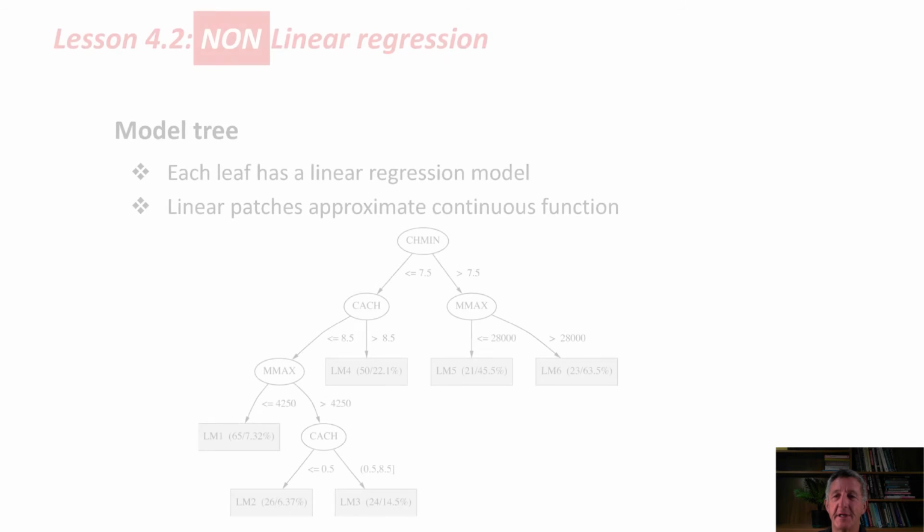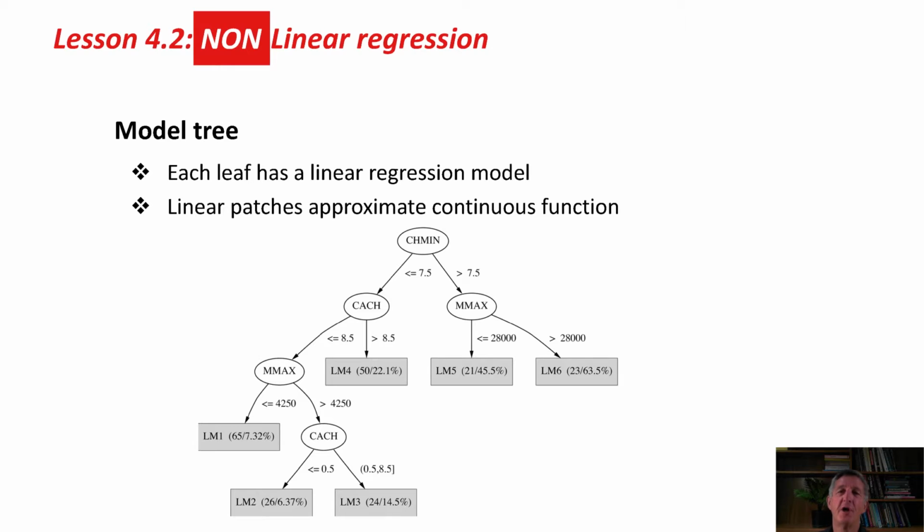Okay, that's linear regression. Now I'm actually going to look at non-linear regression here. A model tree is a tree where each leaf has got one of these linear regression models. So we create a tree like this, and then at each leaf we have a linear model which has got those coefficients. So it's like a patchwork of linear models, and this set of, in this case, 1, 2, 3, 4, 5, 6 linear patches approximate a continuous function.